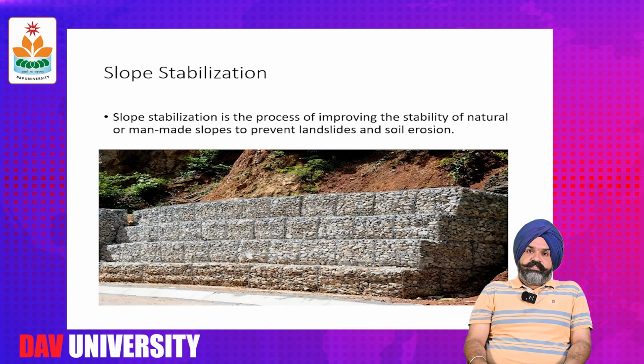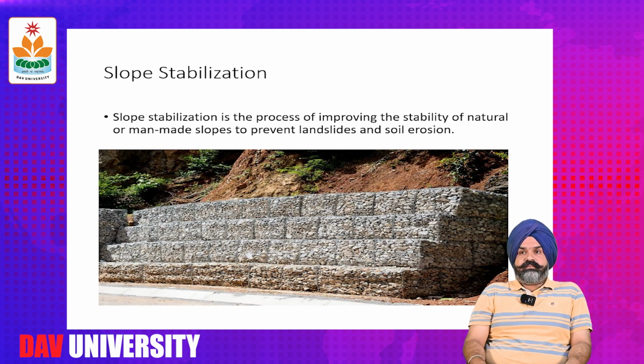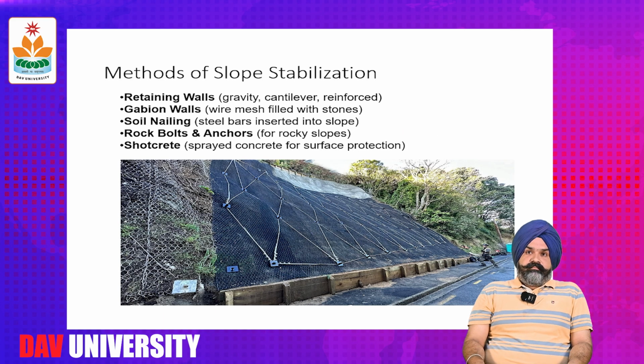This slide shows basically the slope stabilization. Slope stabilization is the process of improving the stability of natural or man-made slopes to prevent landslides and soil erosion. There are many techniques which are used for soil stabilization. The methods of slope stabilization are retaining walls, gabion walls, soil nailing, rock bolts and anchors, and shotcrete.